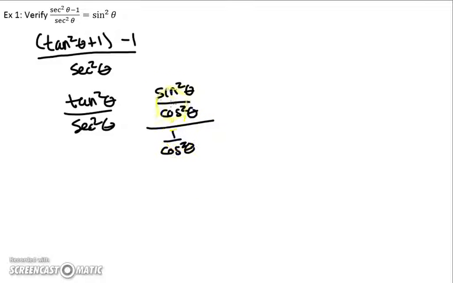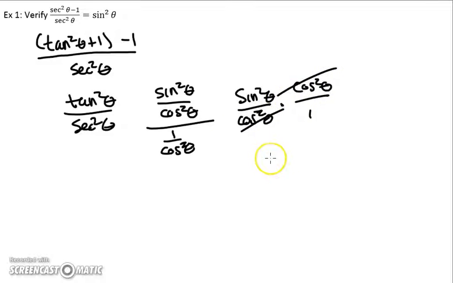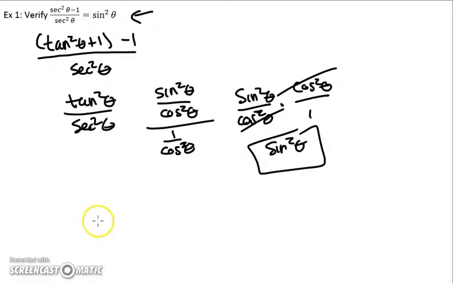I have division of fractions, so I can multiply by the reciprocal, so sine squared of theta over cosine squared of theta times cosine squared of theta over 1. Cosines cancel, and we're left with sine squared of theta, which is what they wanted us to get. So really, it's just like what we did in the last section, except we now know what our answer should be. We've got to play around with some things, see what happens.